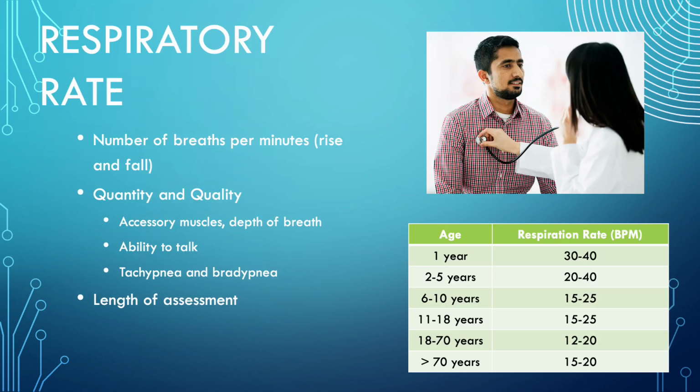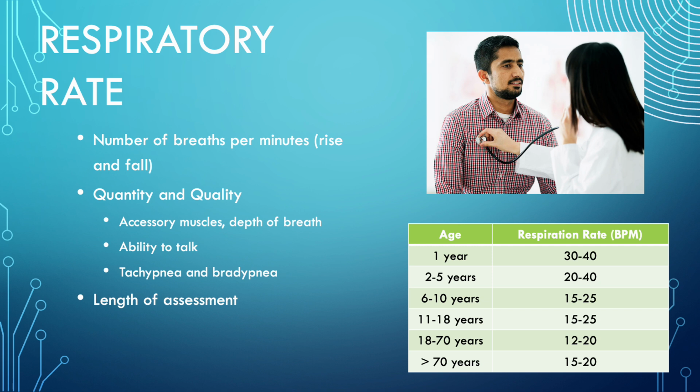Moving on from blood pressure, we're now going to look at our respiratory rate. This is the number of breaths per minute that one takes, or the rise and fall of the chest. If you look at the table on the right, we can see that those between 18 to 70 take approximately 12 to 20 breaths per minute, and those between 6 and 18 take 15 to 25, and then we can also see older and younger on that table.